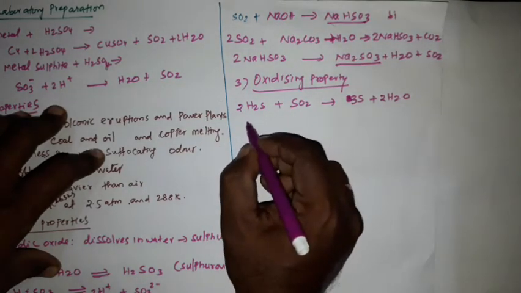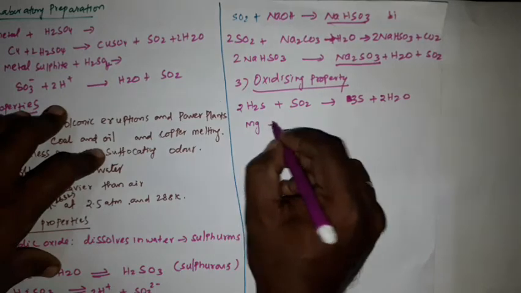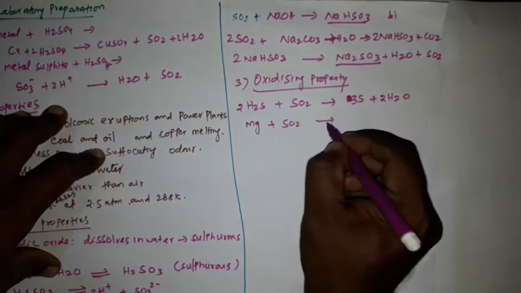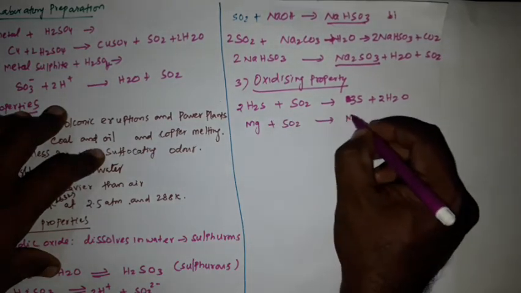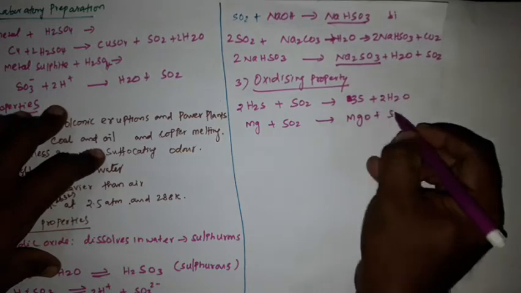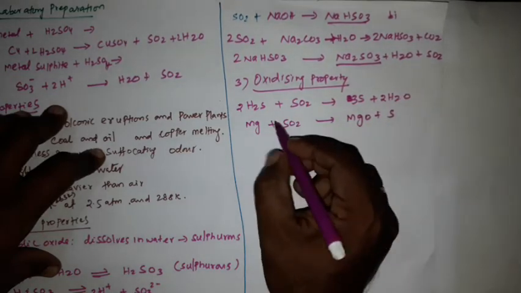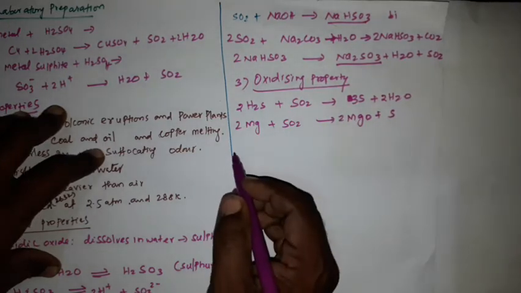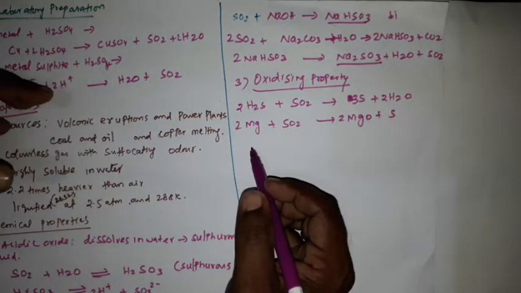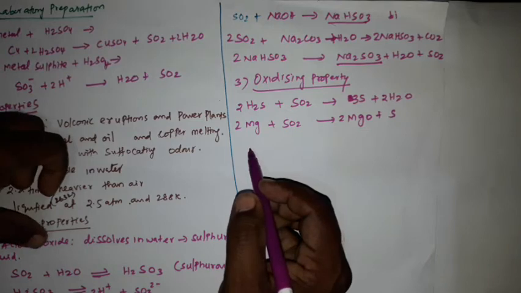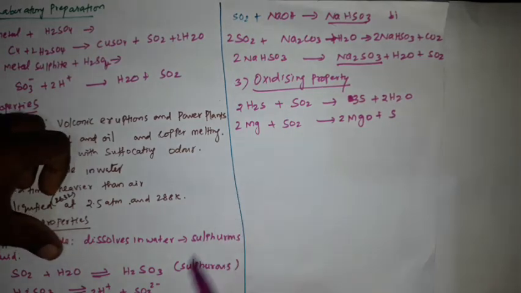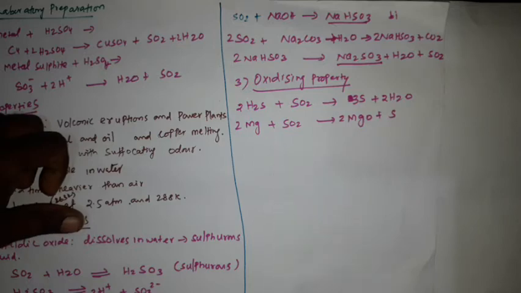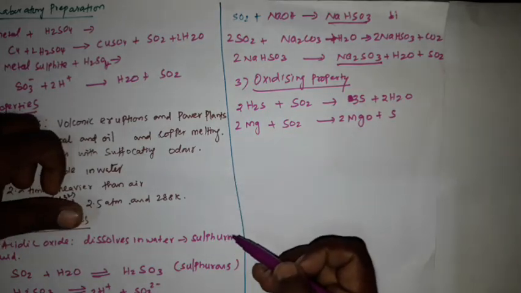Okay. Also magnesium, it oxidizes magnesium. So magnesium oxide plus sulfur, to MgO. Okay. So now 3 important chemical properties. First one is it is an acidic oxide, so it dissolves in water. Second one is reaction with NaOH and Na2CO3. Third one is oxidizing property. We will see some more properties also.